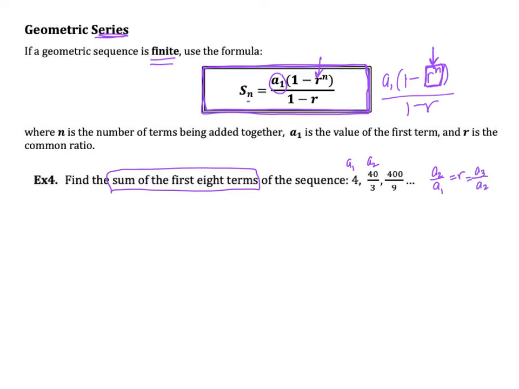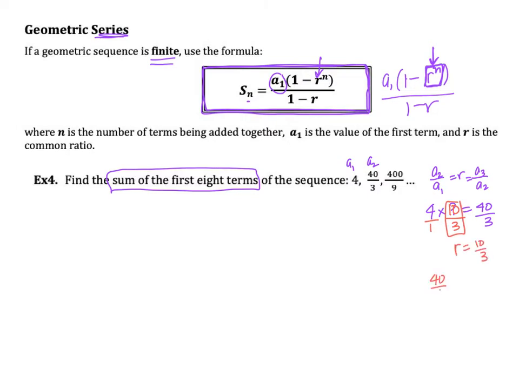Or you can just kind of figure it out. 4 times what number will give you 40 over 3, right? So hopefully you're saying to yourself, well, I need to get 4 over 1 to become 40 over 3, so 4 times 10 is 40, 1 times 3 is 3, so my common ratio is 10 thirds.